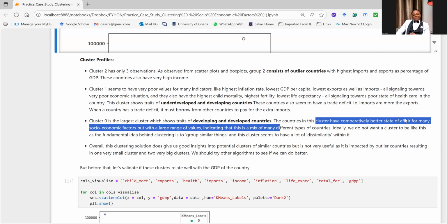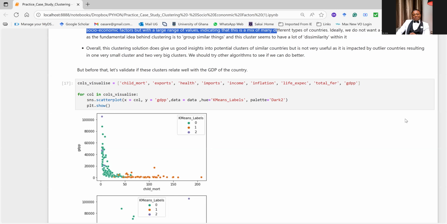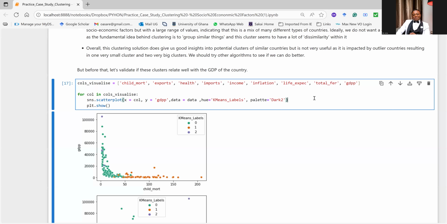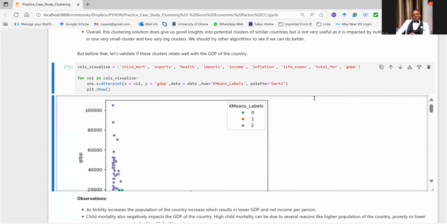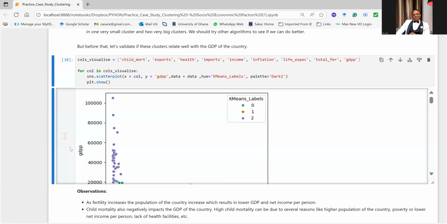But before that, let's validate if these clusters relate well with the GDP of the country. So this is a command. We're going to now put them into groups together and see whether they relate with the GDP. Now we are bringing the GDP into the picture. I hope we will not get errors in this. So you should run it along with me. There you go. It's looking good. Let me just expand it.